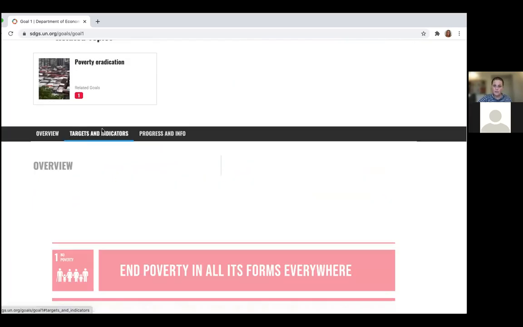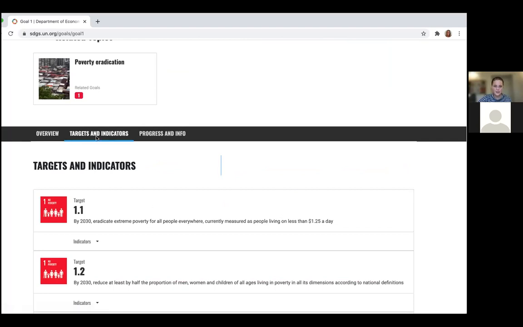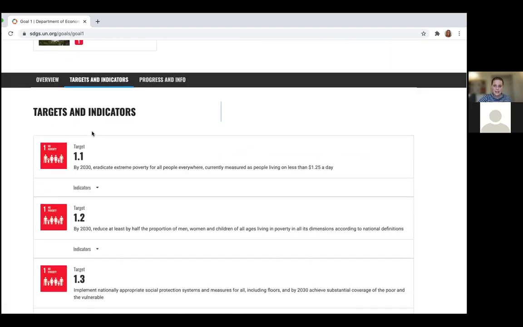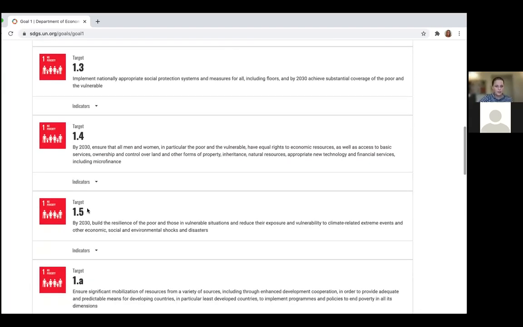And then if you go here on this tab, targets and indicators, you can see the specific targets and indicators for each one of the goals. So in that way, if your company or organization is using the SDGs to report their sustainability strategy, they can keep track of in which way they are using the targets and indicators and how they are doing with that. So for example, target 1.5, build the resilience of the poor and those in vulnerable situations, and reduce their exposure and vulnerability to climate-related extreme events, etc., etc.